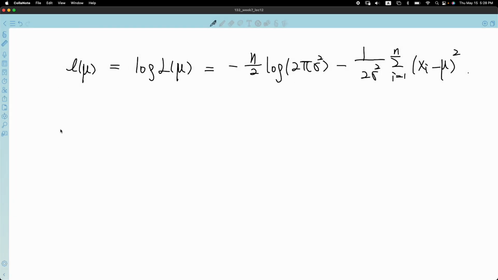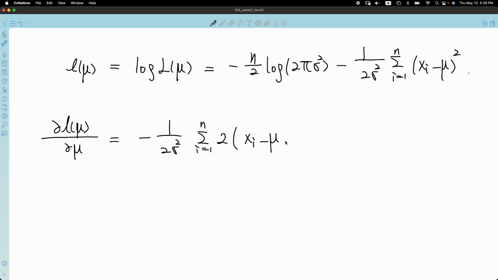Then to find the MLE, we are going to take the derivative of our objective function with respect to the parameter of interest, which is mu. For the first term, there's nothing involving mu, so its derivative is equal to 0. Then you have the derivative of the second term: 1 over 2 sigma square, considered as a constant, and the summation from 1 to n. Let me bring the 2 in front. When you take the derivative with respect to mu, the power also needs to be taken care of, so you have 2 times xi minus mu. And then you also have an additional negative sign, which I'm going to bring to the front, so you become a positive term.